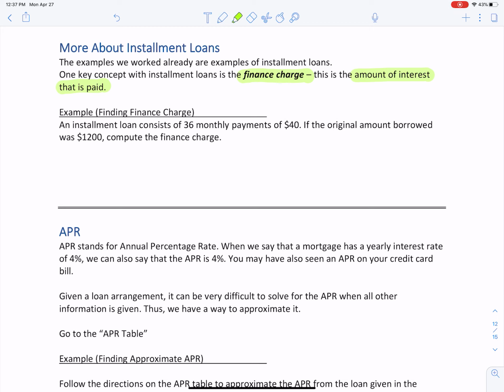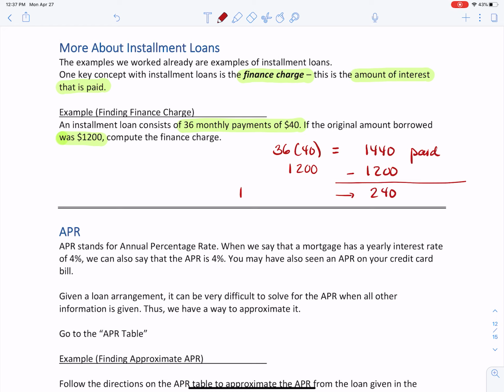So this first example here, we have 36 monthly payments of $40. And we only borrowed $1,200 though, so we paid back more than we borrowed, naturally. So if I want to figure out how much my finance charge is, this is how much that was paid. This is how much that was borrowed. So this is $1,440 that we paid. We borrowed $1,200. So if we subtract those, we get $240, and that right there is our finance charge.